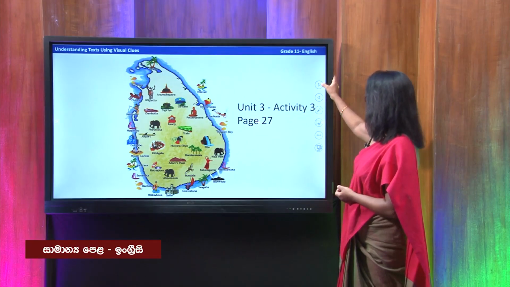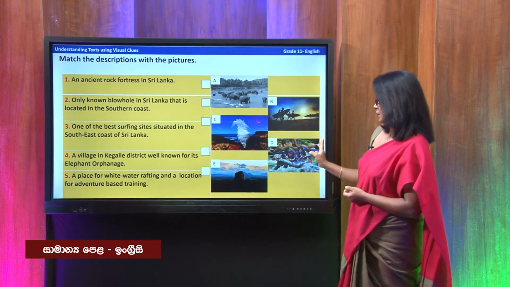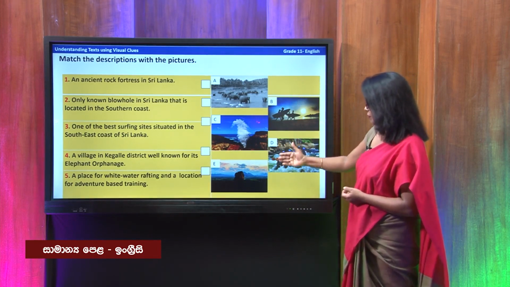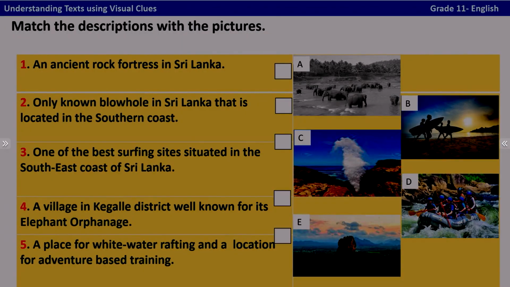So children, I have prepared an activity with those pictures. I have taken 5 of those pictures, and this is the activity. You have to match the descriptions with the pictures. Now remember to study the pictures carefully and write the correct letter of the picture inside the boxes given here.